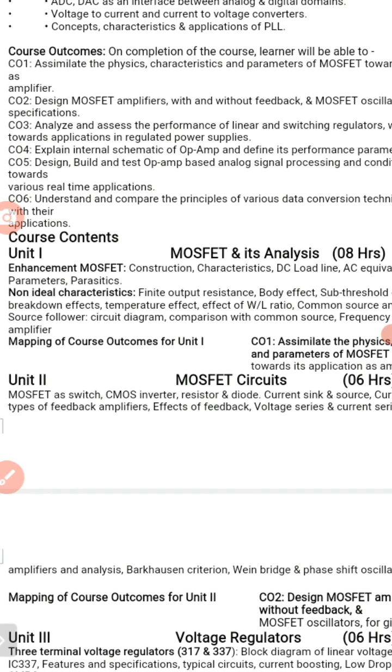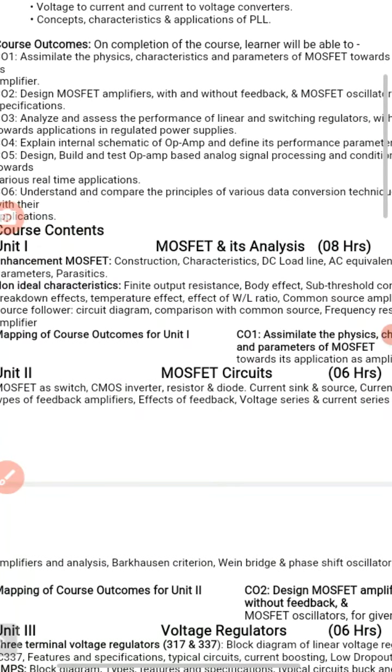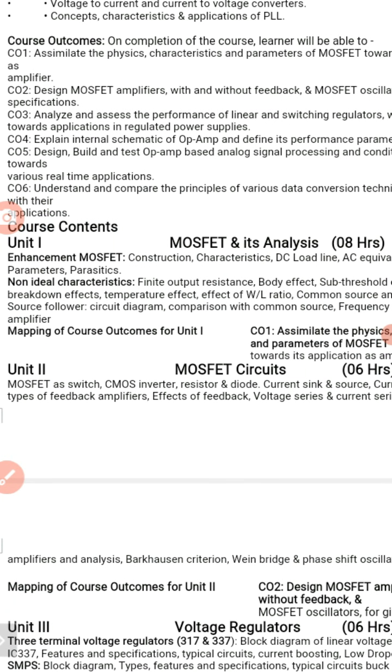different types of parameters such as output impedance, input impedance, transconductance, effect of temperatures, and so these parameters and parasitics we have studied. Then we have studied non-ideal characteristics such as finite output resistance, body effect, sub-threshold conduction, breakdown effect, temperature effect, effect of W by the L, that is width to length ratio.